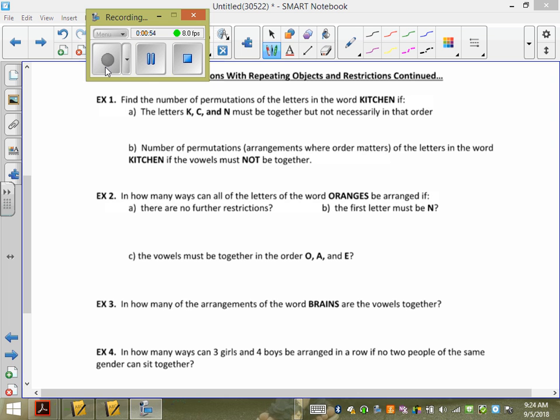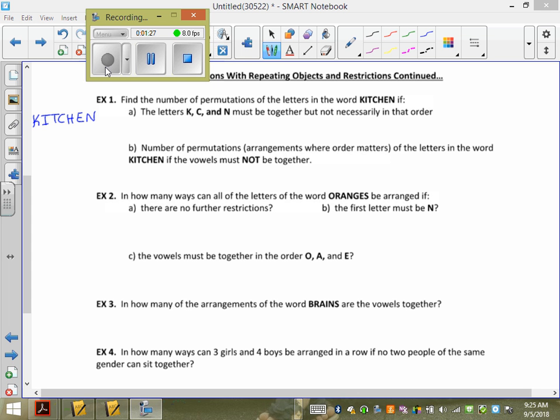So find the number of permutations of the letters in the word kitchen if the letters K, C, N must be together. So the very first thing we have to do is I always write the word out. K-I-T-C-H-E-N. Now that looks ridiculous because I'm just rewriting out the word. However, I always write out the word because if there's double ups or tripling ups of letters, I start stacking them underneath each other. So this way, because none of them are stacked underneath, I know that I have no repeating letters. Okay? Kitchen has how many letters?